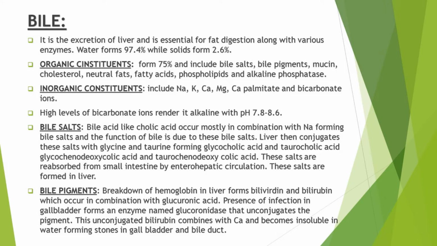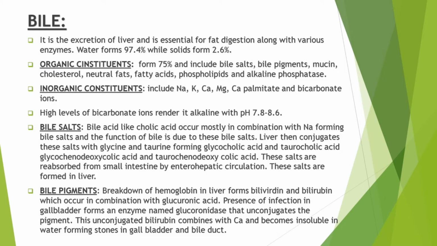Now let's talk about bile salts. Bile acid like cholic acid occurs mostly in combination with sodium and then forms bile salts, and the function of bile is due to the presence of these bile salts. Liver then conjugates these bile salts with glycine and taurine and forms glycocholic acid, taurocholic acid, deoxycholic acid, and taurochenodeoxycholic acid. These salts are reabsorbed from the small intestine by enterohepatic circulation, and they are absorbed 85 to 90% from the small intestine. These bile salts are formed in liver by the combination of sodium with cholic acid.